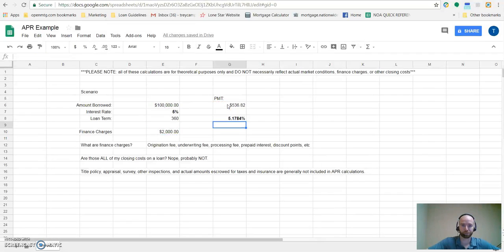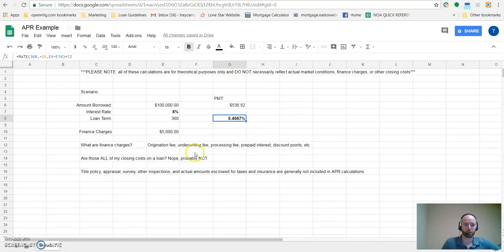5.18%. Now, if we increase the finance charges, so let's say our closing costs go up, because there's a shyster lender out there that's charging you a bunch of money. Well, if we up that to 5 grand, then you're really only getting 95 grand financed, effectively. And so your APR jumps. And that's the way that reflects in a loan estimate or closing disclosure or anything like that.